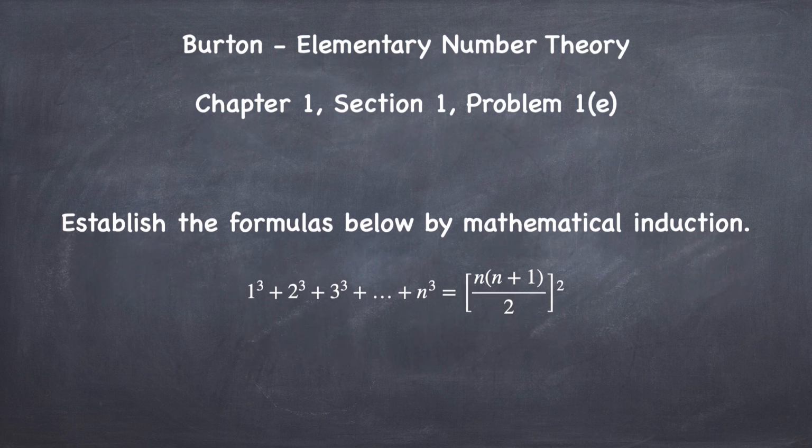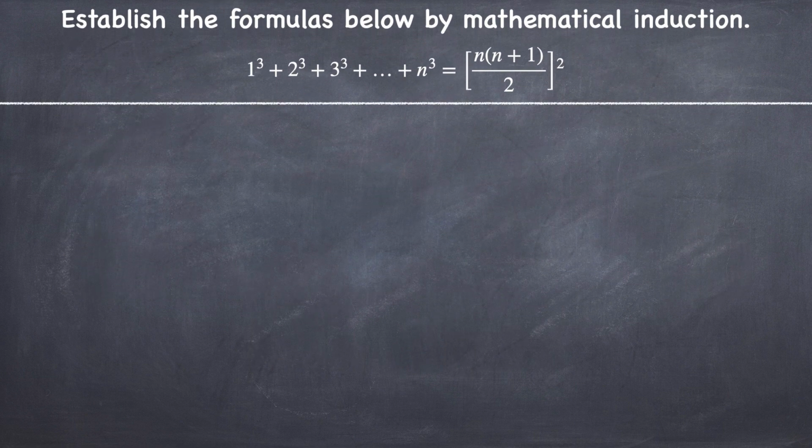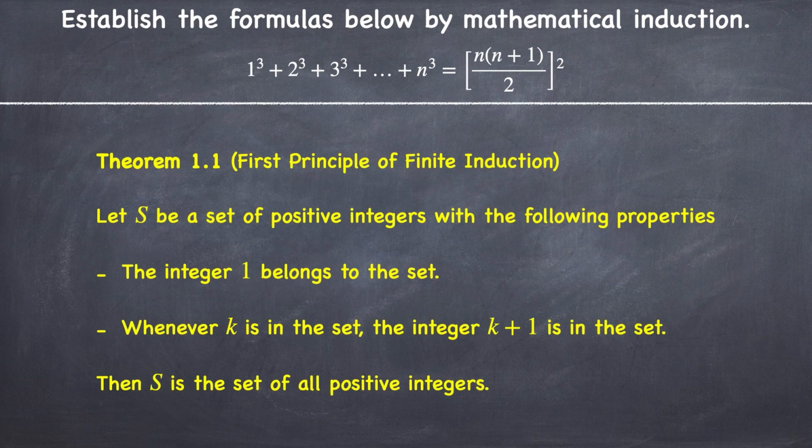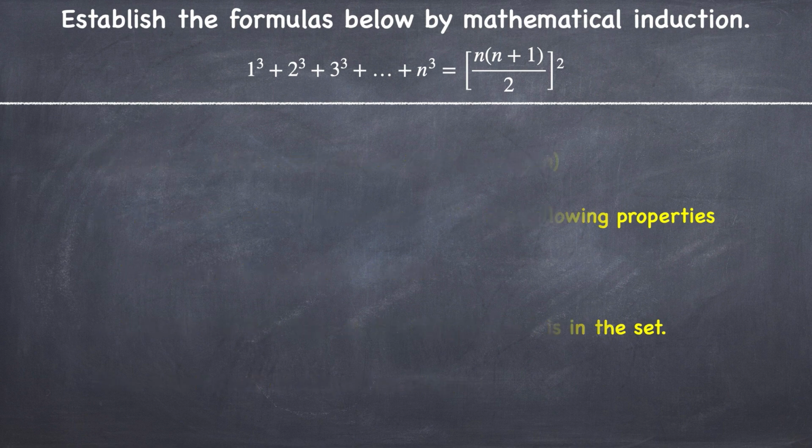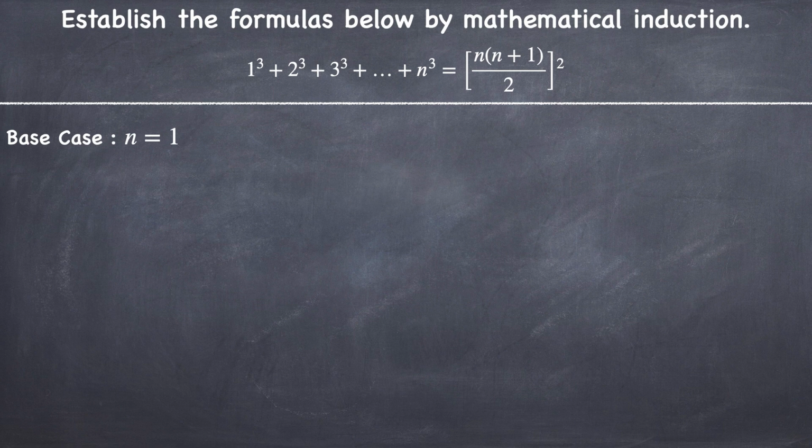Let's prove this formula by induction, and in order to do that, I'm going to once again apply my first principle of finite induction. The first step is going to be to prove that this formula works for what's called the base case, or the lowest value that we're interested in. Here our base case is 1, and we just plug in 1 to both sides of the equation and make sure that we get an equality. This is pretty direct in this example. Plug in 1 and we get an equality, so this concludes our base case.